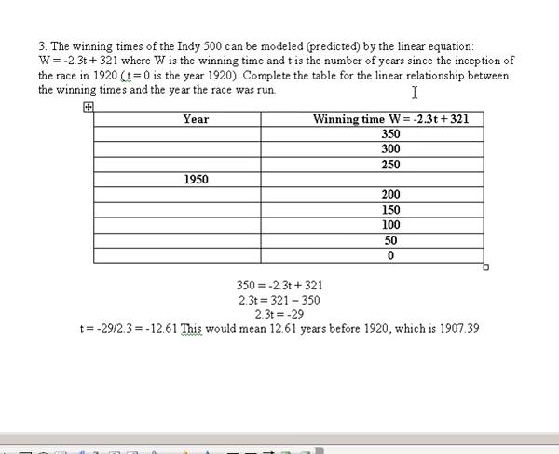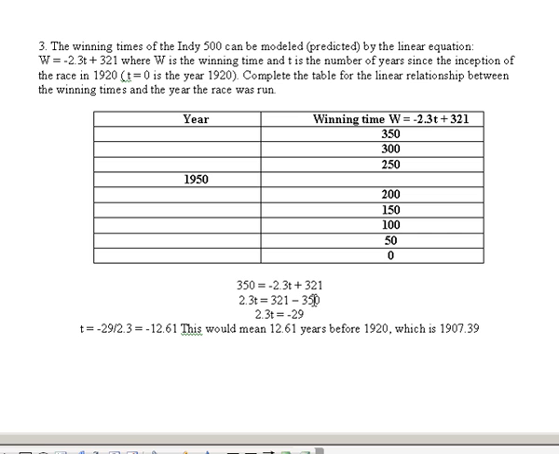It says complete the table for the linear relationship between the winning times and the year the race was won. So here's the equation, and it's giving you the winning time for each of these values here. So let's do one of these problems. Let's put the 350, that's the winning time, in for W, and we'll get what year it is. So put 350 in for W, and I did that right here. 350 equals negative 2.3t plus 321.